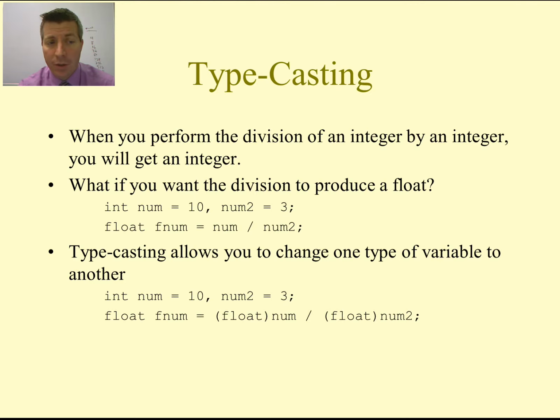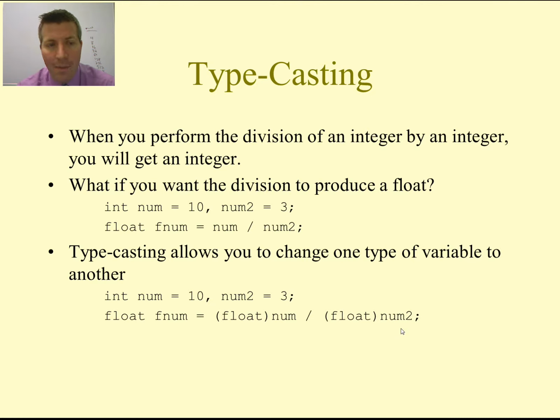You have to be careful when you do this, though. In this case, you see that down here at the bottom, I have num being typecast to a float, and then num2 is being typecast to a float. Well, when I typecast an integer to a float, I'm just going to be appending a decimal place and zeros after it. So I'm going to get 10.0 divided by 3.0. They're both going to be floating point values. When I divide a float by a float, I get a float.